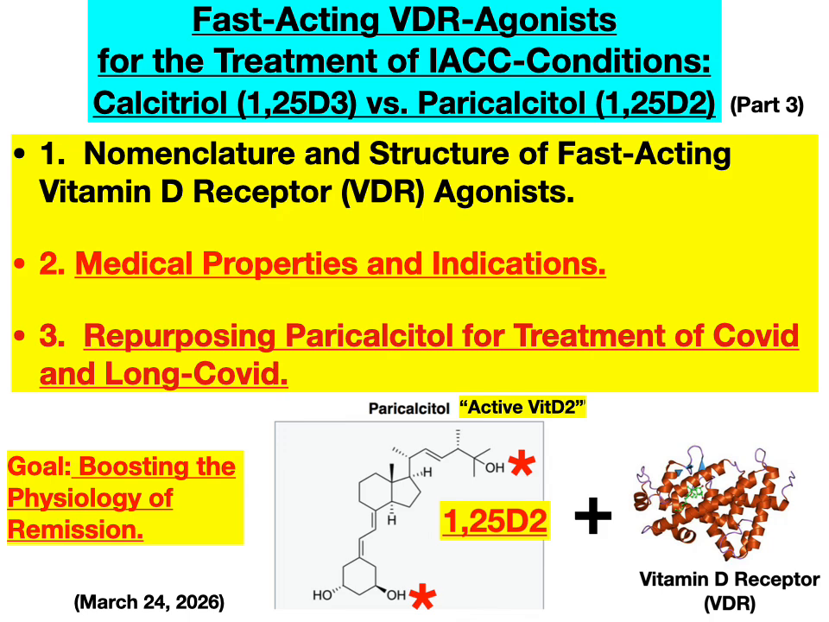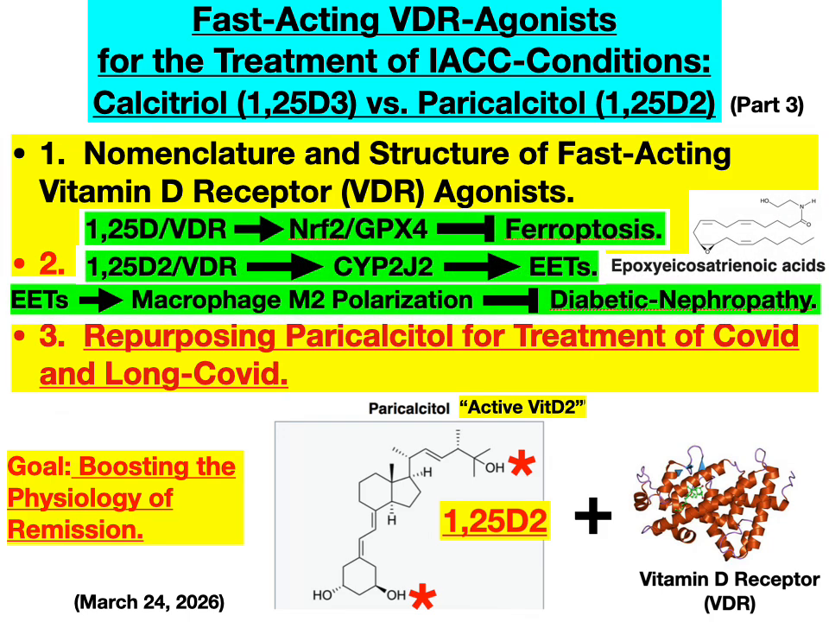The goal of utilizing fast-acting vitamin D receptor agonists for IACC conditions is to boost the physiology of remission, and that concept will be discussed in more detail in this YouTube. In part 2 of this series, we discussed these three concepts, highlighted with information vectors. There are two main processes by which currently it is known that vitamin D receptor agonists can boost tissue cell resilience against the impacts of IACC conditions.